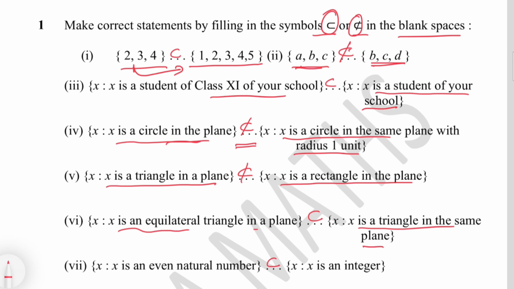only a specific item, whereas set of triangles in the same plane includes the equilateral triangle and all other triangles. It can be isosceles or scalene triangle or right triangle, any triangle, but equilateral triangle is one of them, so therefore it's a subset. So the set of equilateral triangles in a plane is a subset of the triangles in the same plane.